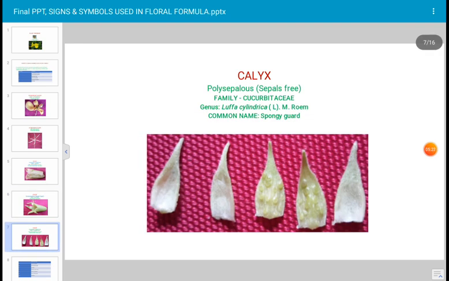Next slide. This is also a calyx of Luffa cylindrica, family Cucurbitaceae. In such a calyx, all the sepals are free in the flower. Such a calyx is described as polysepalous. The sepals are free. Okay. Next slide.